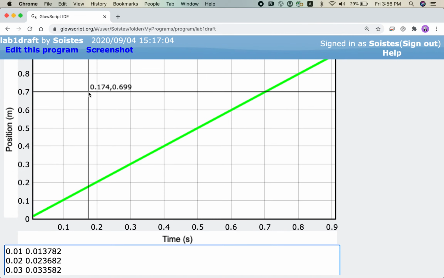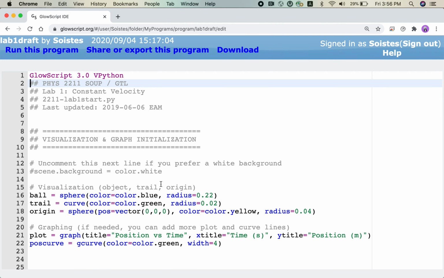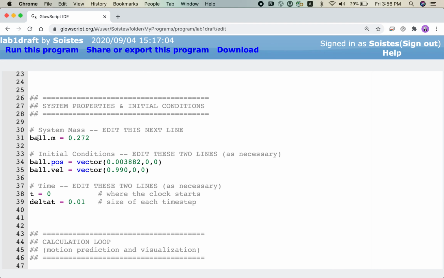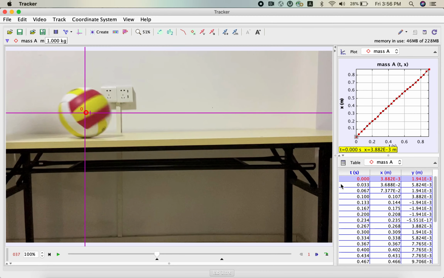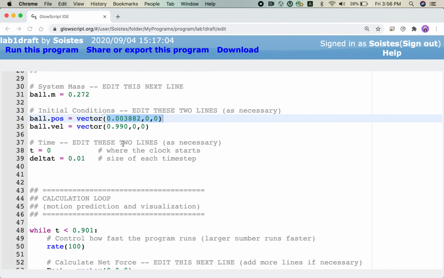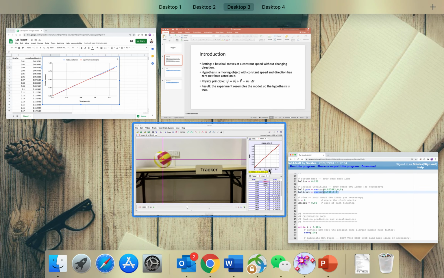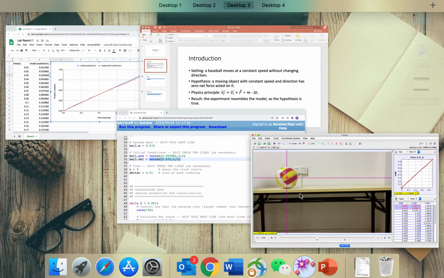And then I want to discuss the computer program. I set the mass of the ball to 0.272 and the position of the ball. I derived that from the first line of data here. And for the initial velocity, I calculate that from the first two pieces of data. I use changing position divided by changing time.